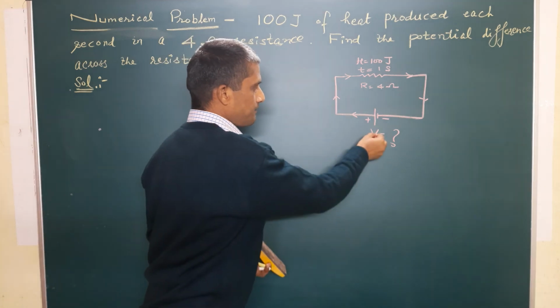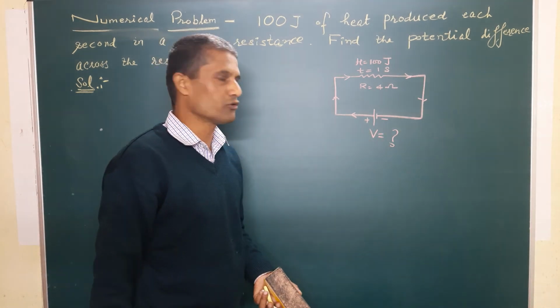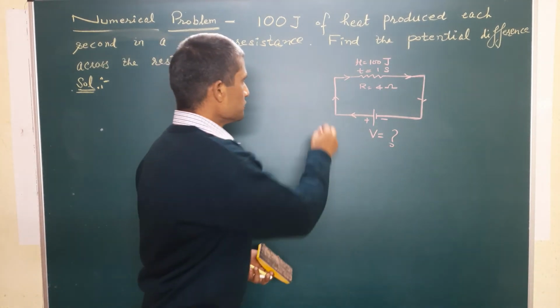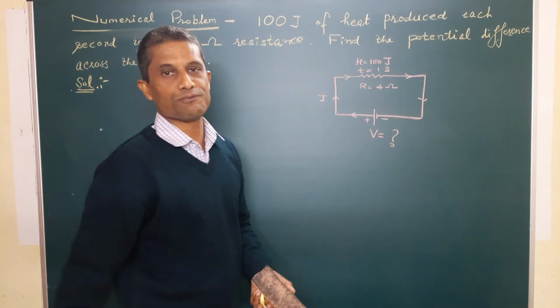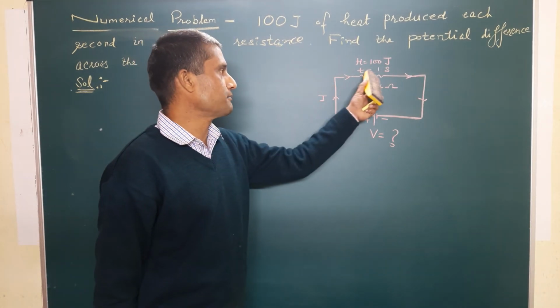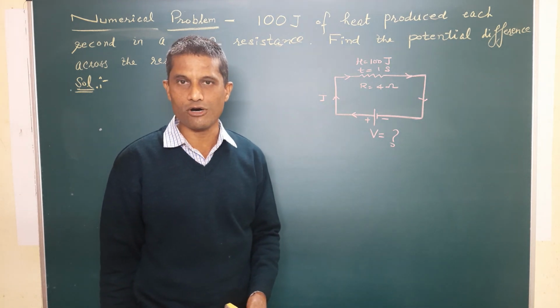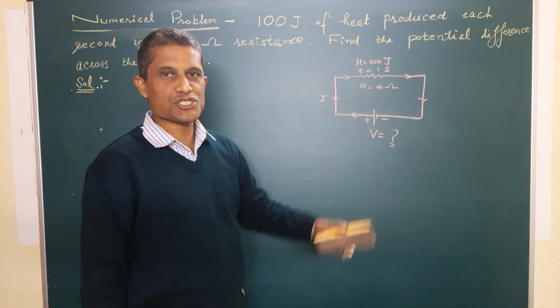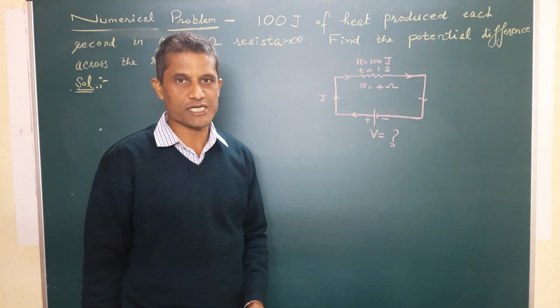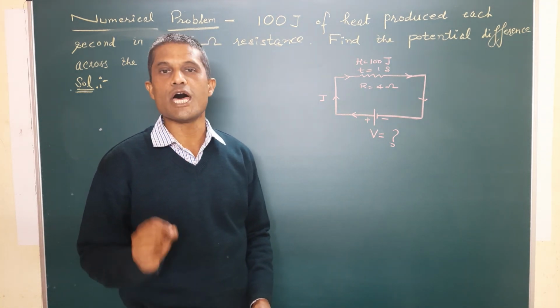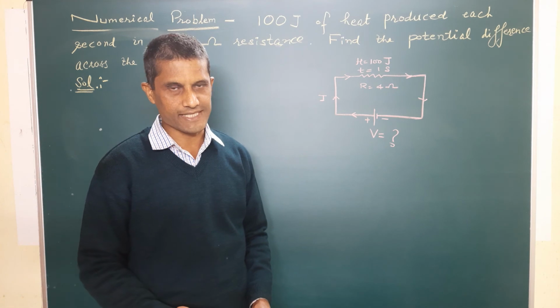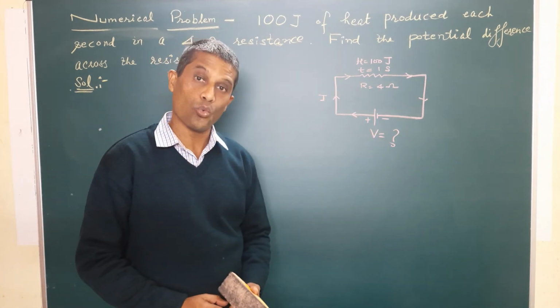And obviously when the potential difference is applied to a resistor, current is certainly going to flow through it, and when that current travels through this very resistor having resistance 4 ohm, heat is generated equivalent to 100 joule in 1 second. So we need to find out V.